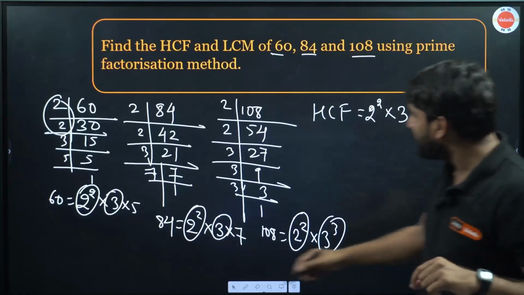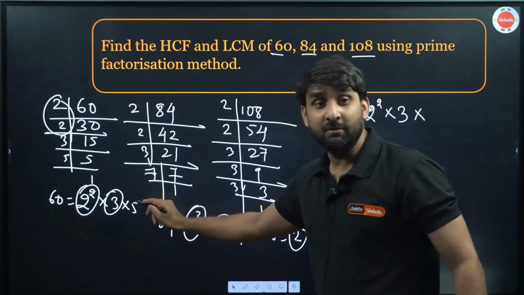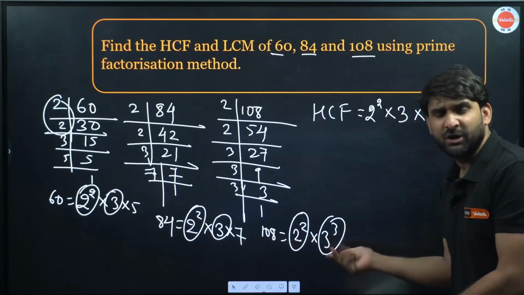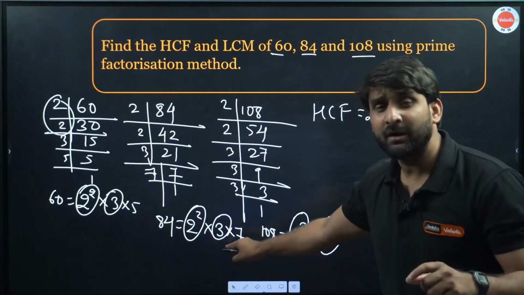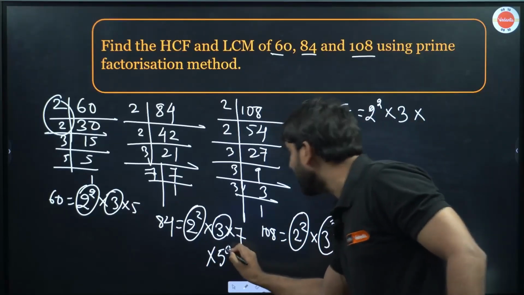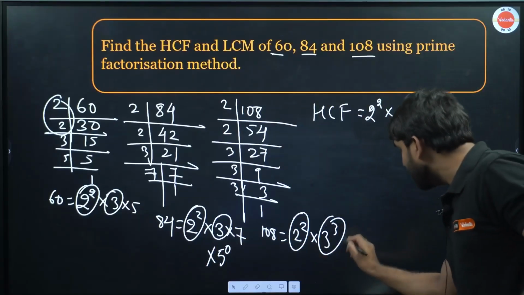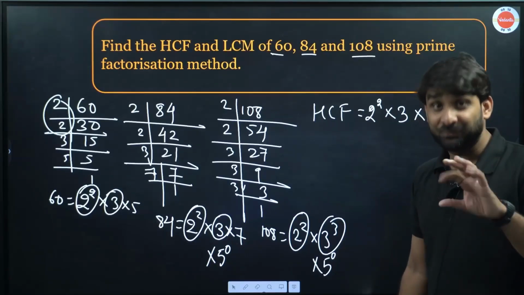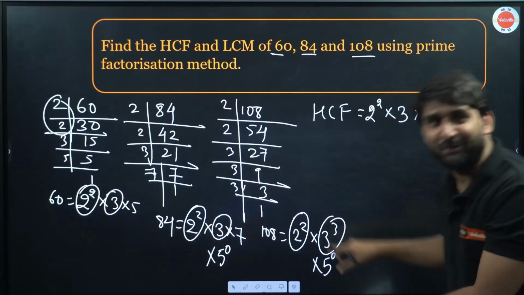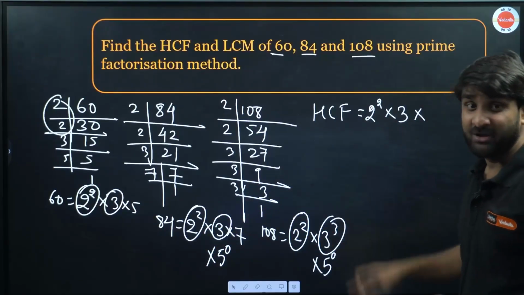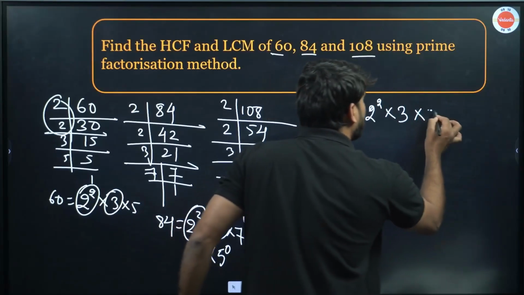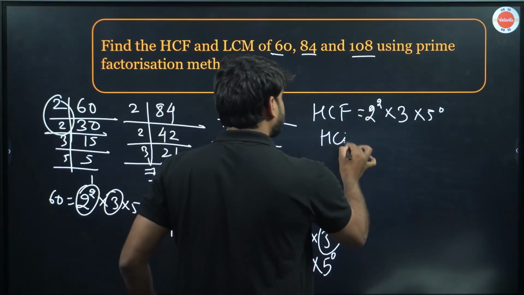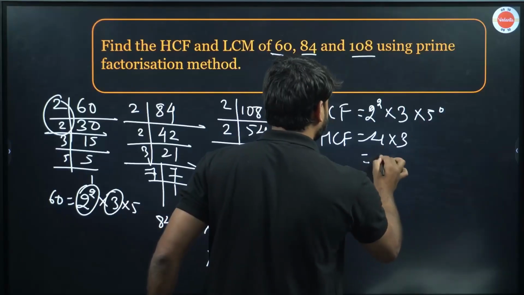Now the next number is 5. Here 5 to power 1, but here no 5 is there. 5 is not present here. So imagine if 5 is not here, it means we can imagine 5 to power 0 would be there. Correct. So which is the lowest power? 5 to power 0. We have to take the lowest power. So 5 to power 0 means 1. Otherwise you don't require to write it, because 5 to power 0 is obviously 1. So HCF will be 4 into 3, this will be 12.